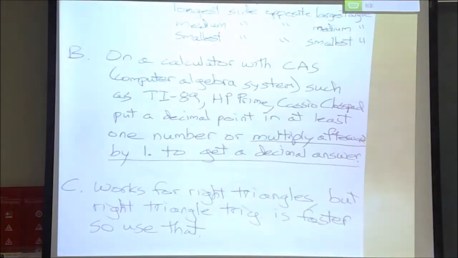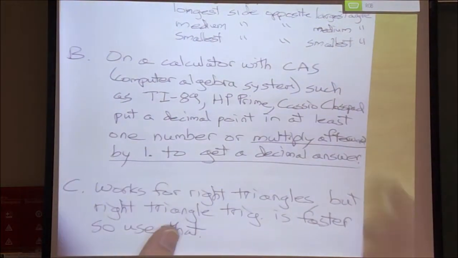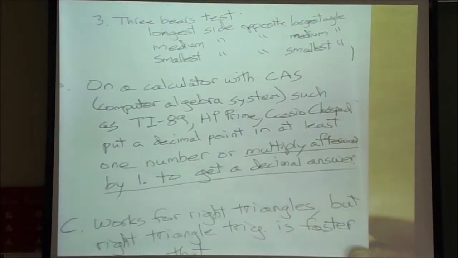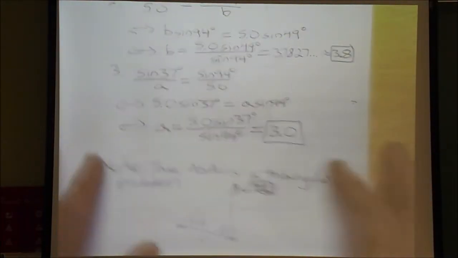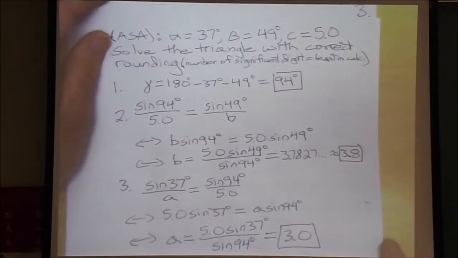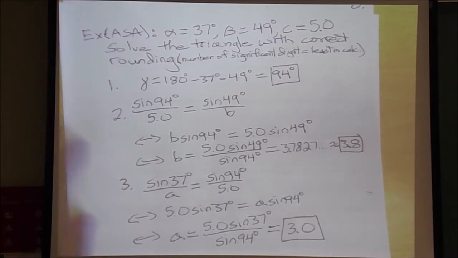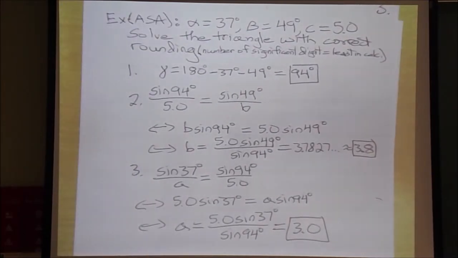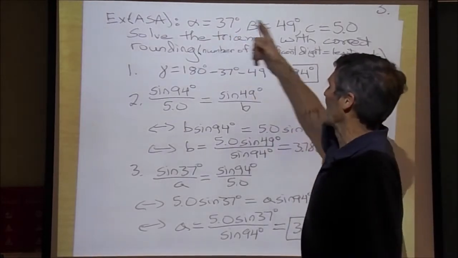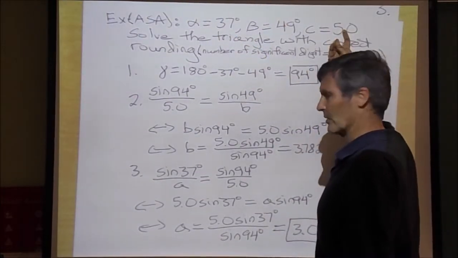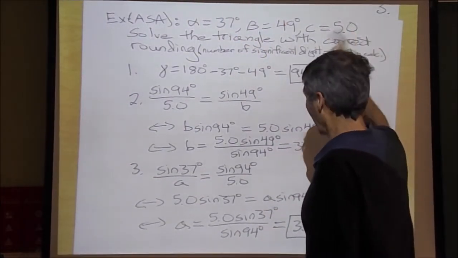Use the law of sines for non-right triangles with one of those three cases that we mentioned: angle, angle, side, angle, or side, side, angle. Here's the next example. We did the angle, angle, side problem. How about an angle, side, angle problem? Suppose I'm given alpha equals 37 degrees, beta equals 49, and c equals 5.0.